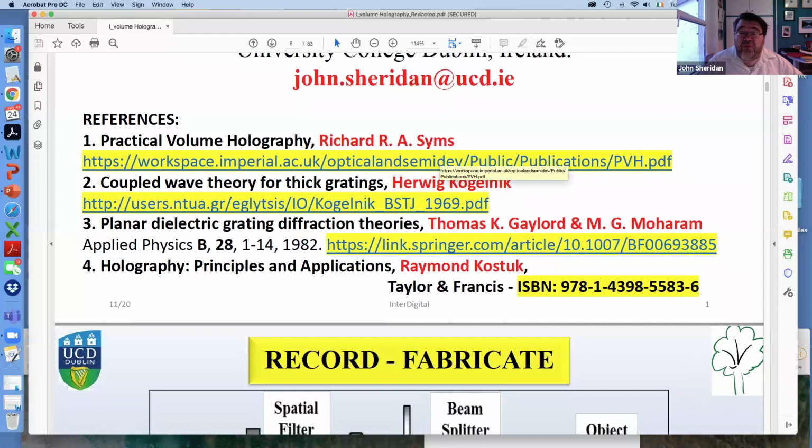Now, I've got 4 references here to you. 3 of them are available. And this is to do essentially with the first part of the course. There's about 3 parts really to this course, as I would break it down. The first part has to do with the electromagnetic models describing the scattering that happens when one records holograms.